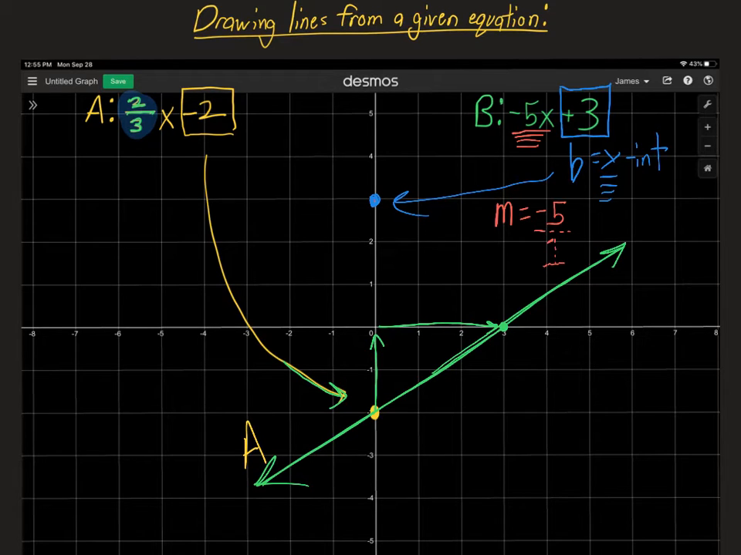So from my intercept, I'll count down 1, 2, 3, 4, 5 over 1. And now we just connect our lines.